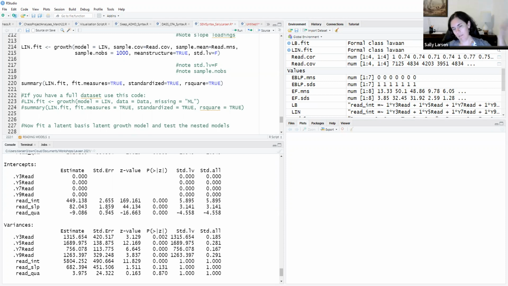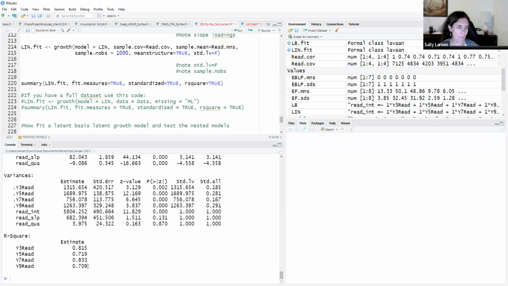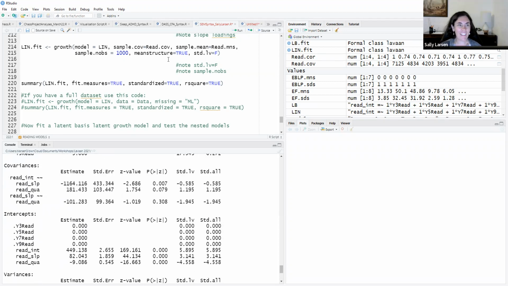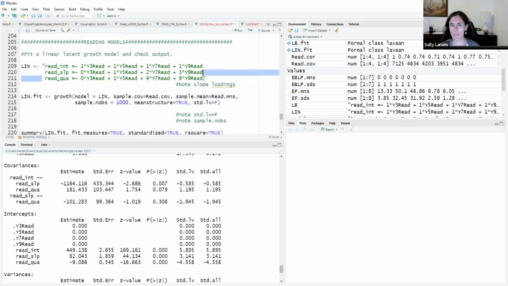But yes, sometimes latent growth models just don't work with the data that you have. They're not linear. You get negative variances on quadratic terms. Sometimes what happens is I find negative variances on year 9 when I try and include a quadratic term. Why? I don't know why. I can't figure it out. But that's how you can do it. So that's how you introduce that quadratic term.